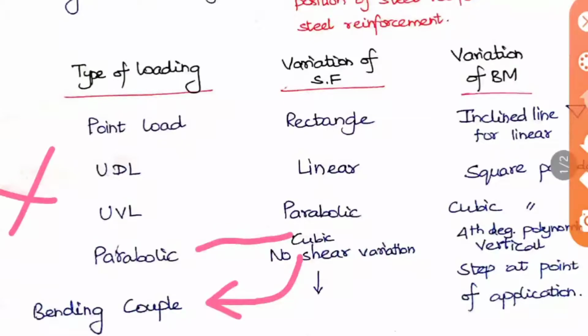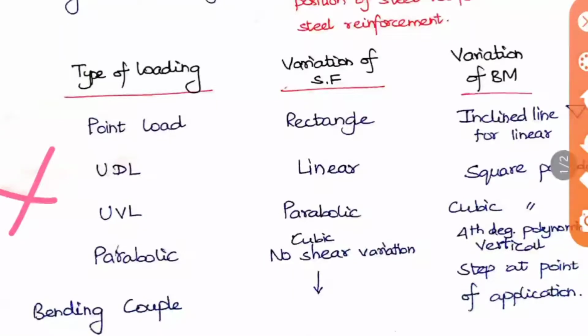Okay, and if a bending couple is applied in any simply supported or fixed beam, the shear force variation will be nil there. No shear force variation will be there because only the bending couple is applied. There is no other force applied there. So there will be no shear variation and the variation of bending moment will be a vertical step at that point of application. It is where the moment is applied. At that point the moment will be stepping like a rectangular box. Okay, so these are the different shapes of the bending moment and the shear force for various types of load.